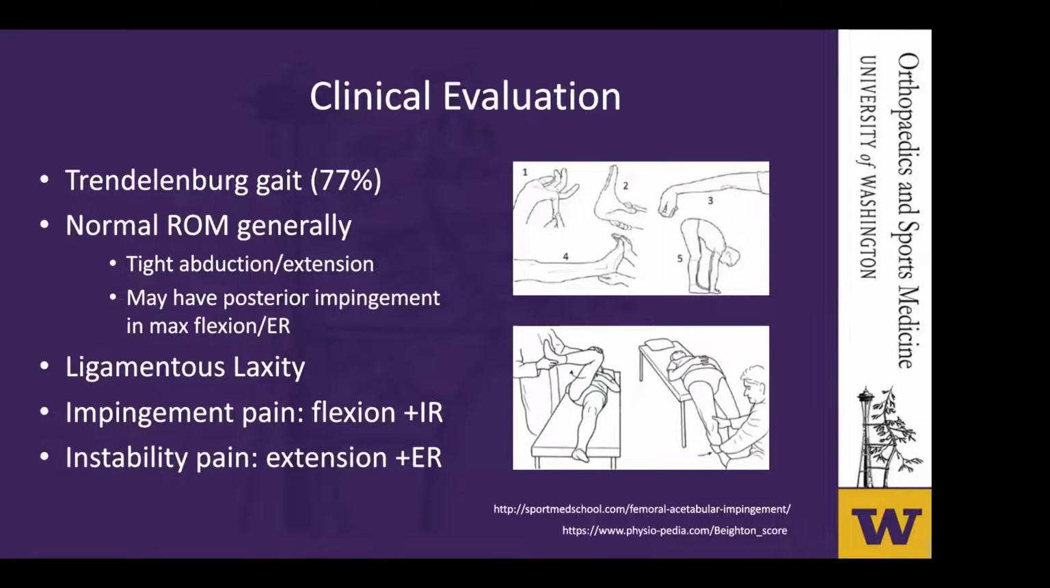It's also important to assess for ligamentous laxity in these patients, as 40% of children with developmental dysplasia of the hip have a positive Beighton score, as opposed to 7% without developmental dysplasia. Those with impingement type pain will often have pain with flexion and internal rotation, as seen on the left. Those with instability may have symptoms with extension and external rotation, as seen on the right.